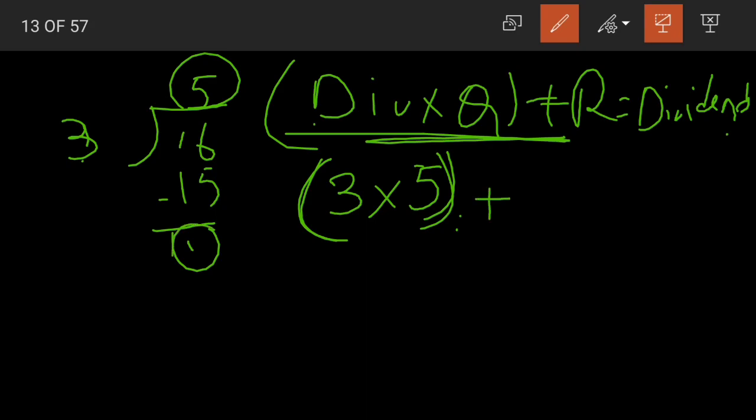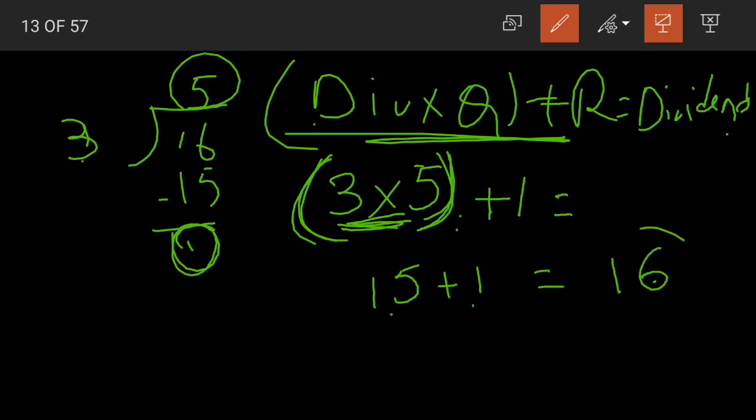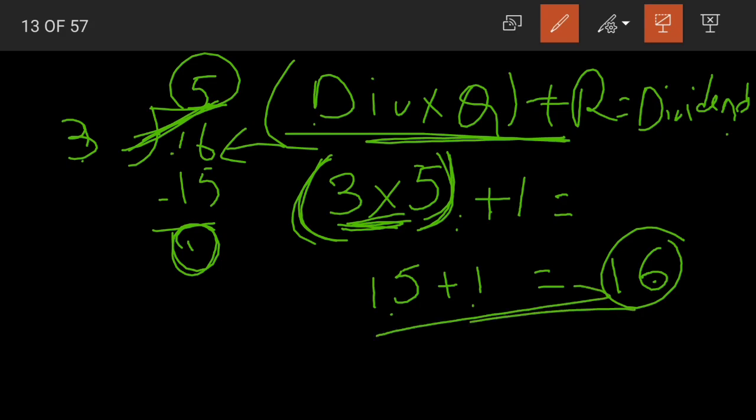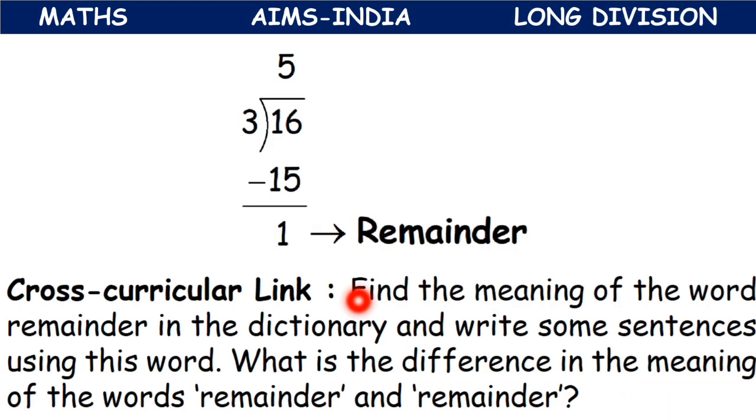Then what should we do? Add our remainder, 1, is equal to how much? See, what do we mean when we place brackets? That those numbers are to be multiplied first. 3 fives become 15. Then add 1. Now what is 15 plus 1? 16. Now is 16 the dividend here? Yes, 16 is the dividend here. Again, it proves that our answer is correct. Yes children, so what is the statement for checking your answer? Divisor into quotient plus remainder is equal to our dividend here.